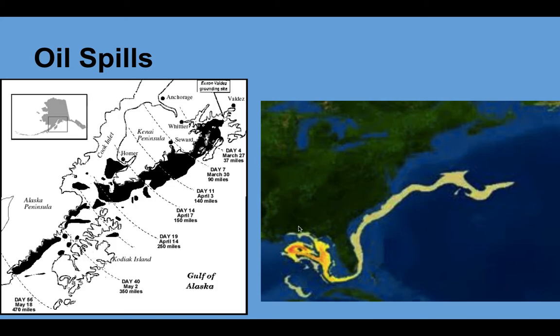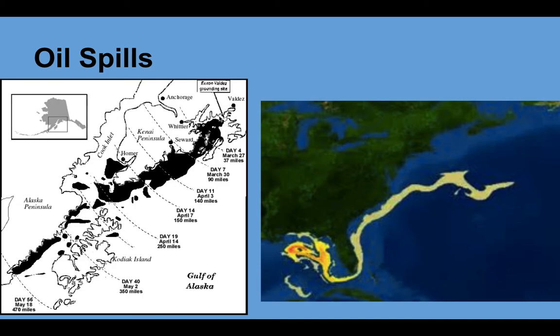So here, we're just showing the spread of oil spills. There's a couple of famous ones in here. I know we talked very briefly that first week about one that just happened in Mauritius. But the Exxon Valdez oil spill happened in, I want to say the 80s, maybe the early 90s.